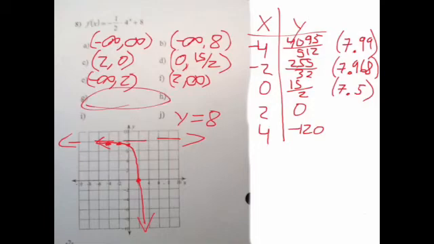My function as I travel from left to right is always going down, so it's never increasing. It's always decreasing, so from -infinity to infinity.